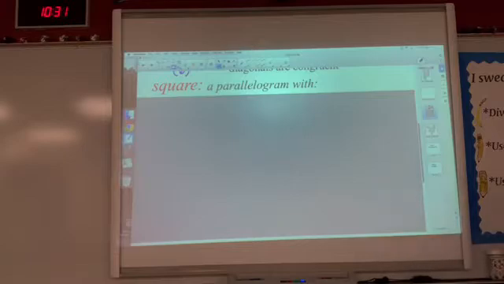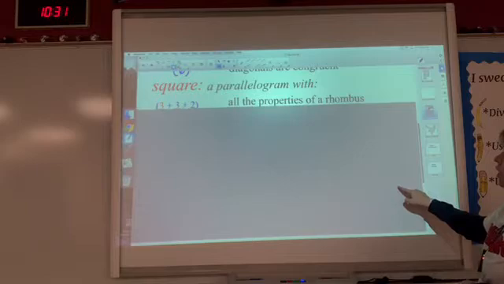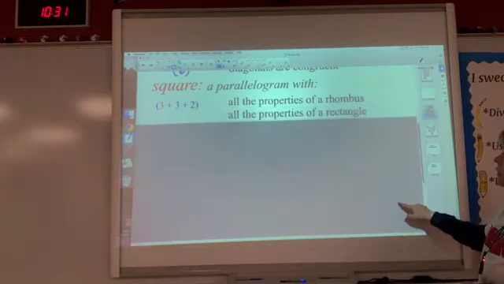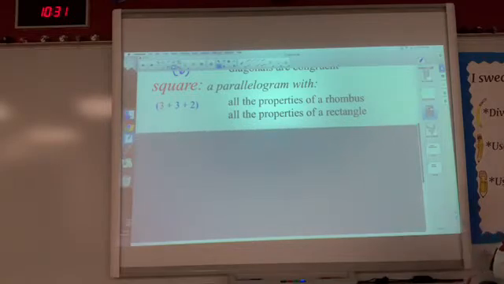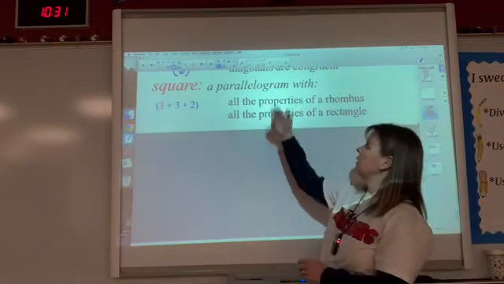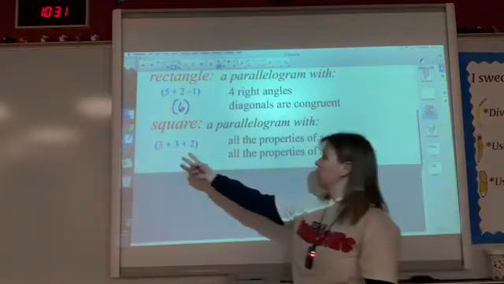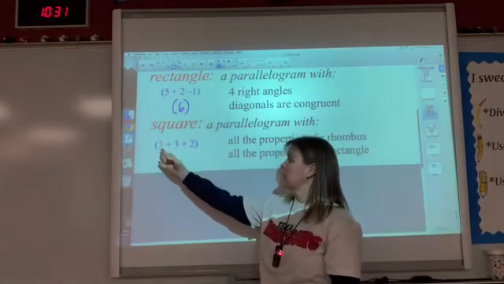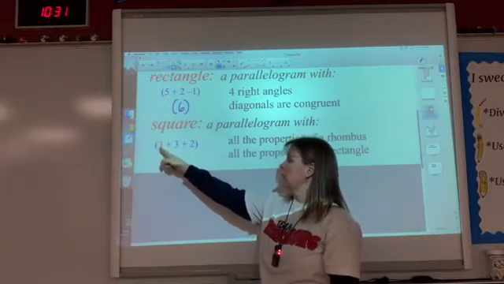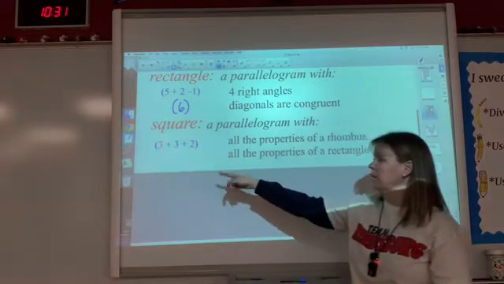Next up is a square. And again, I told you I'm cruising through this, but that's because you have the opportunity to pause. A square is also a parallelogram with all of the properties of a rhombus and all of the properties of a rectangle. All of the properties of a rhombus, all of the properties of a rectangle, plus it is also a parallelogram. So instead of having 5 parallelogram properties, it only has the 3 because we had to take 2 of them out. It doesn't have opposite sides congruent. It has all sides congruent.